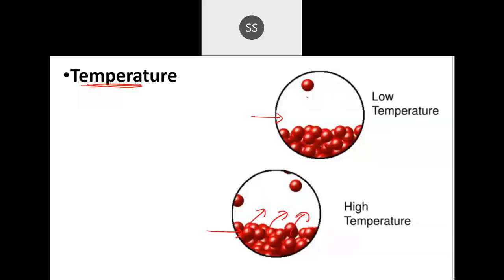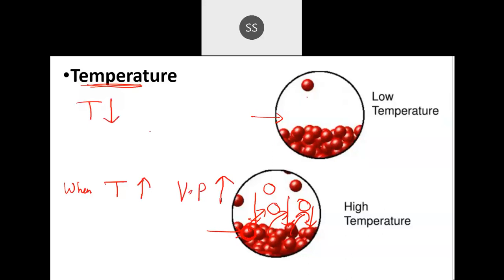Remember, when you increase the temperature, the molecules present in the liquid state get more energy, and they will go into the gaseous phase. When they go into the gaseous phase, you will see more molecules in the gaseous phase, and these gases will exert more pressure. So we can say that when you increase the temperature, the vapor pressure of that solvent also will increase. When the temperature is decreased, or when you take a lower temperature, the vapor pressure of that solvent also will be lesser. This is how temperature affects it.